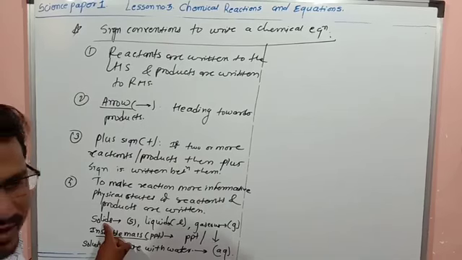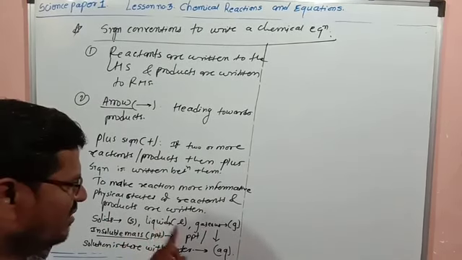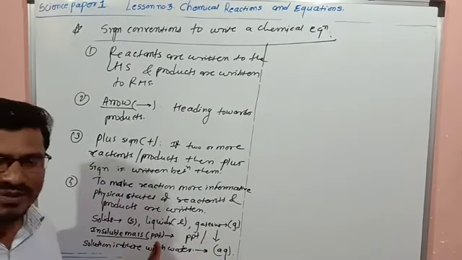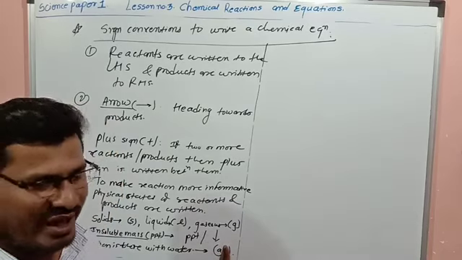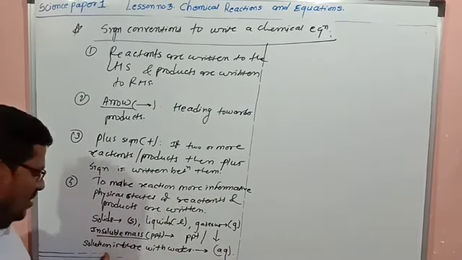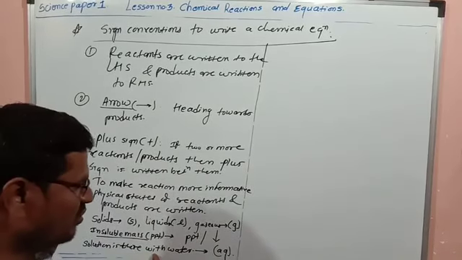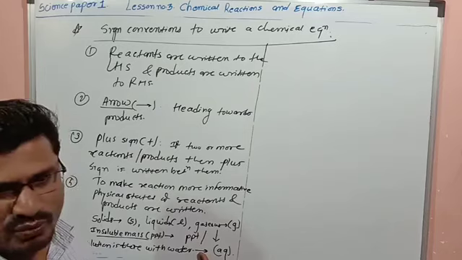If solid is there, then write S in brackets. If liquid is there, write L in brackets. If gas is there, write G in brackets. If an insoluble mass, a precipitate, is there, then you write PPT or a downward arrow below it. And if a solution is made with water, then you write aqueous.